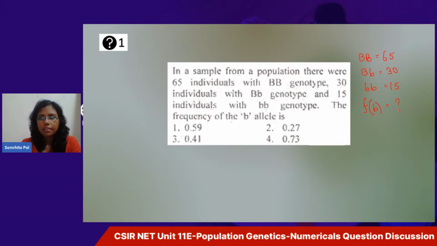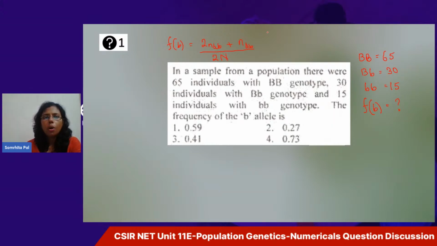So in this case you have two options. You can straight away use the formula that frequency of small b is equal to 2 into the number of individuals who are small b recessive plus individuals who are heterozygous, divided by 2 into total.